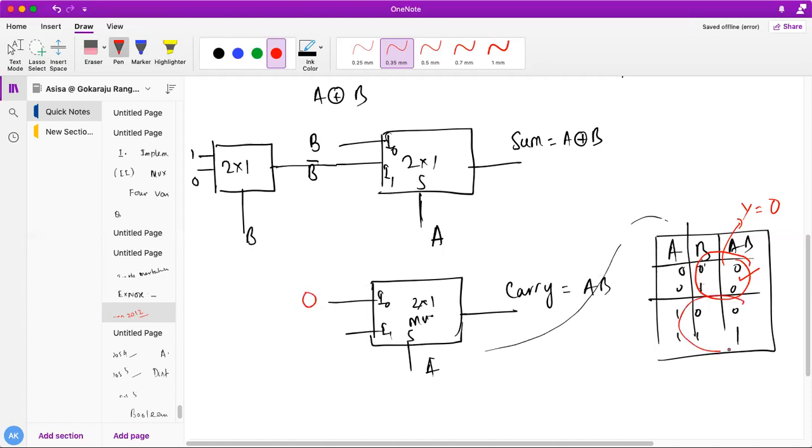And for here, what am I getting? Y equal to B. So for here, it is B. All of you understand? This is my carry. So finally, what is my half adder? My half adder is this one. All of you understand, students?